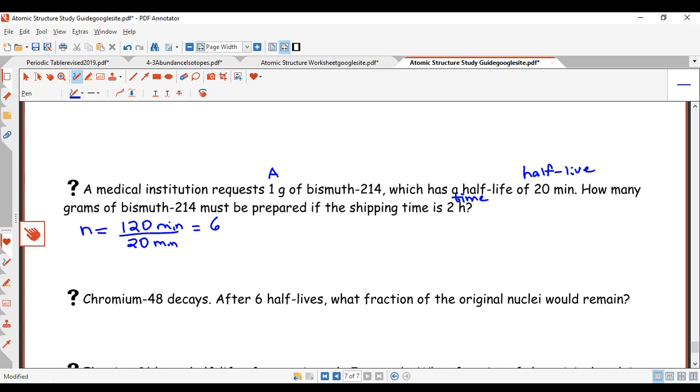So now we can start plugging things in. So we have A, which is 1 gram, is equal to A naught, that is what we're looking for, times 0.5 to the 6th power. So now we can divide each side by 0.5 to the 6th power. So I'm actually going to plug that into my calculator to get what that is. So that is 0.015625. And I'm going to divide each side by that. When I do that, I'm going to get A naught is equal to 64 grams, and that's my final answer.